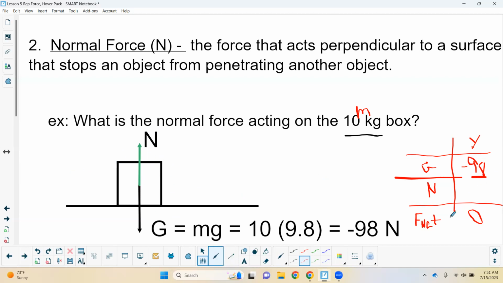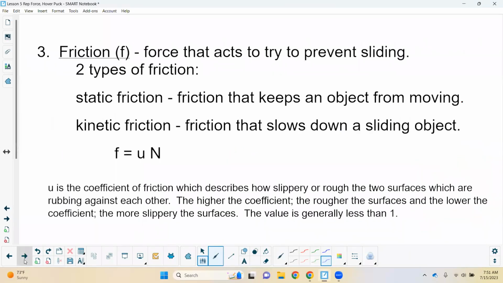So if this is 98 going down and we get 0 for the net, the normal force also has to be 98, but it's going to be positive this time. So this is a positive 98. So we had just calculated the amount of normal force acting on this box, and you can see it balances it out. That's the key. Let me pause a second here. So our normal force and gravity force balance out.